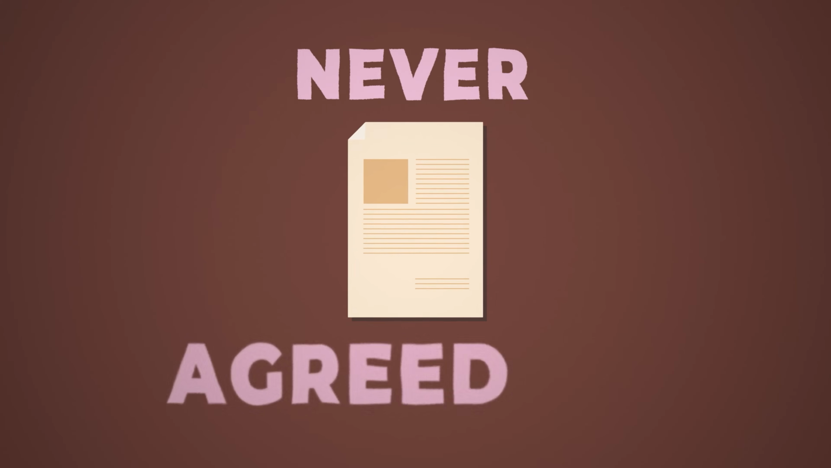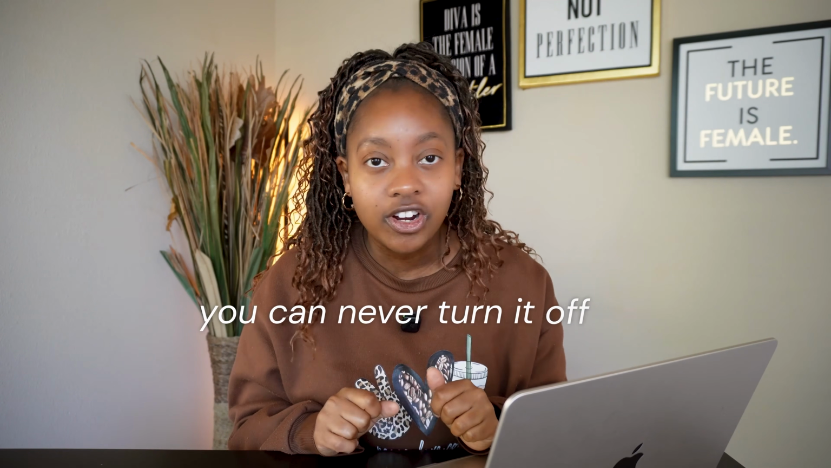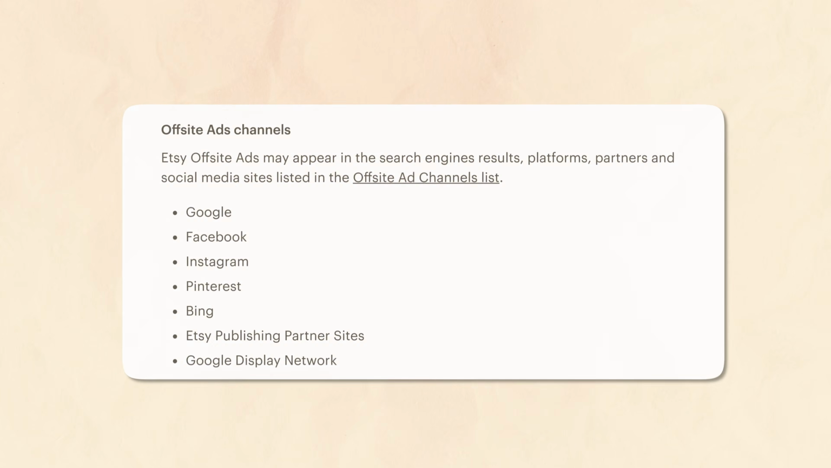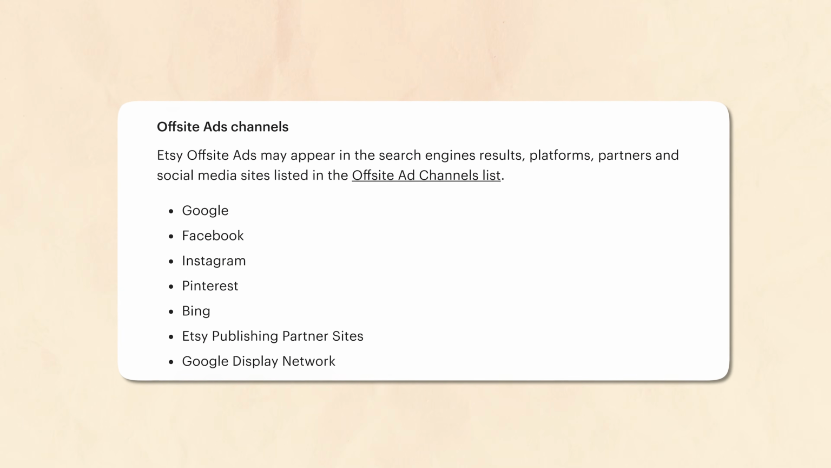A fee you never agreed to on sales you worked hard for, and Etsy collects automatically. And once you hit a certain threshold, you can never turn it off. And that is setting number 1, off-site ads. Etsy promotes your listings on places like Google, Facebook, Instagram, Pinterest, and other platforms. And if a sale comes through one of those ads, they take a percentage of that transaction.